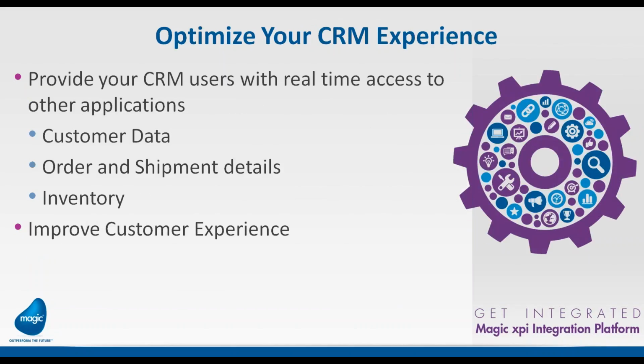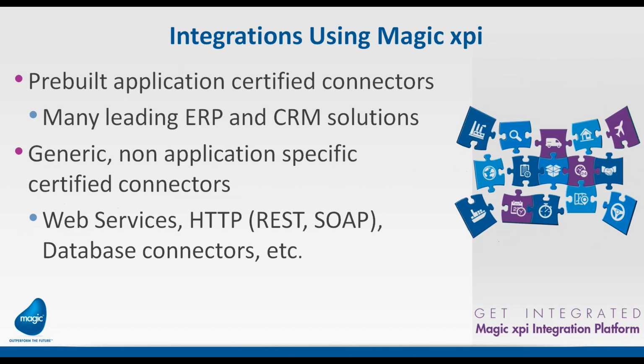So these are some of the common requirements, and there's a need with these requirements to really optimize the experience for customer relationships. And we do that by providing CRM users with real-time access to information from other applications and the actual processes from those applications, so that we can access the customer data, we can look at things like order and shipment details, check inventory, in general improve the customer experience with a true 360-degree view of the customers' data and information across the entire enterprise and truly automated business processes between these applications.